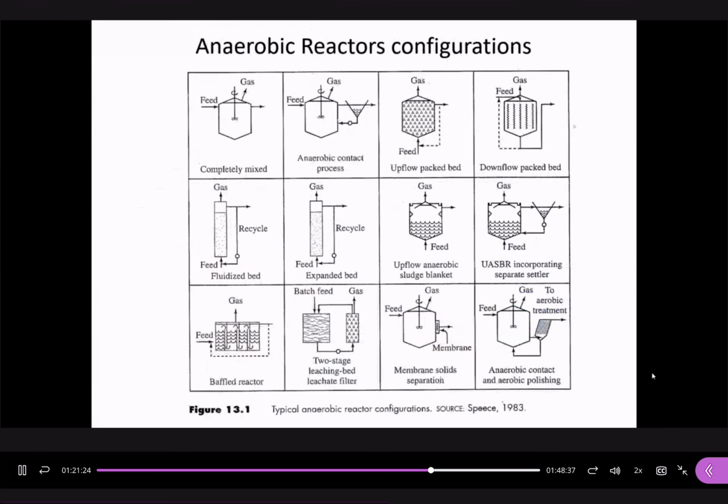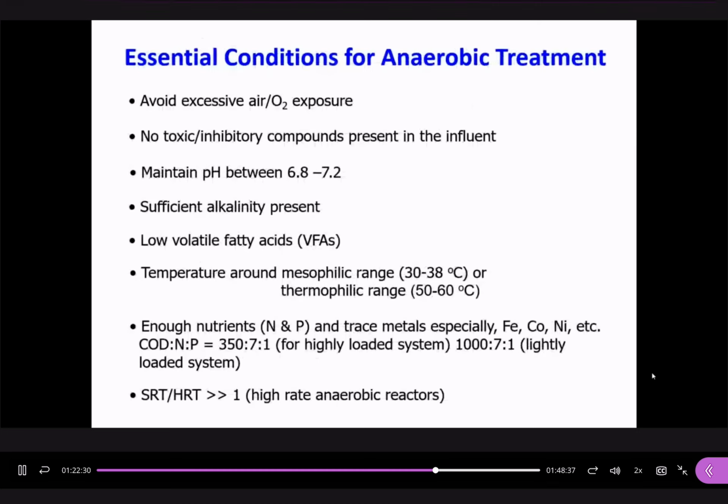Different configurations: CSTR, contact process, upflow packed bed, downflow packed bed, fluidized bed, expanded bed, USB incorporating a separate settler, a baffled reactor, so we have baffles, which create mixing, turbulent flow, and a two-stage leaching bed, and then membrane solid separation. Here we have a membrane, so you can retain solids, it gives water, and anaerobic contact. Many configurations, and we will not go into the details regarding the application of each type of reactor. Questions so far?